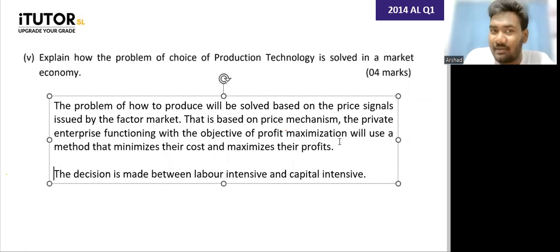You can say, for example, let's say in order to produce a certain amount of good, it would cost 10,000 to produce it using labor, and 20,000 to produce it using capital. Labor looks the cheaper option, so they would select labor. So you can give an example also to prove in your answer. Is that okay? That kind of thing is enough, guys. So I'll keep that answer there.